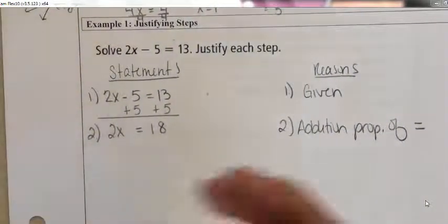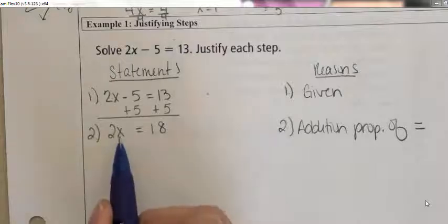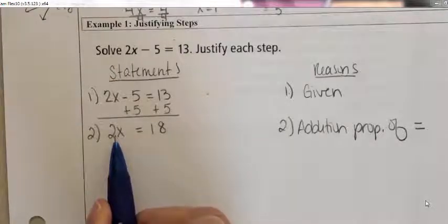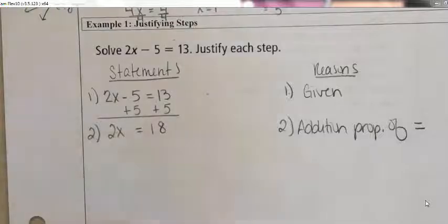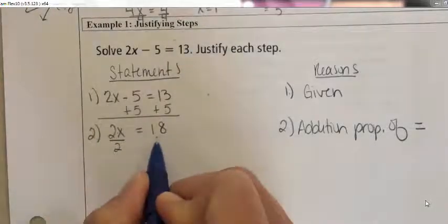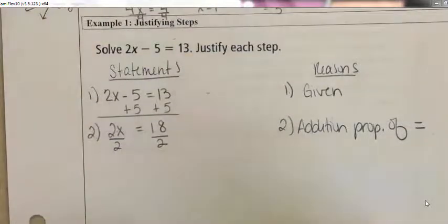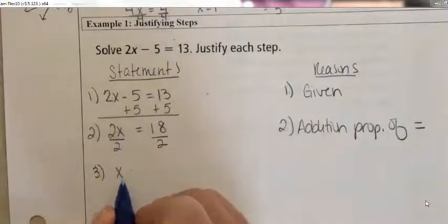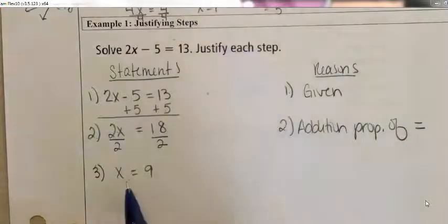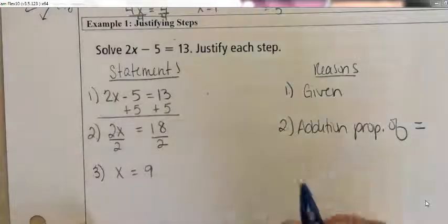Okay, now the next thing I need to do to get x by itself is I have to undo the 2. The 2 is being multiplied to x. So to undo that, I divide both sides by 2. That gives me x equals 9. So for my third step, I'm just left with x equals 9.